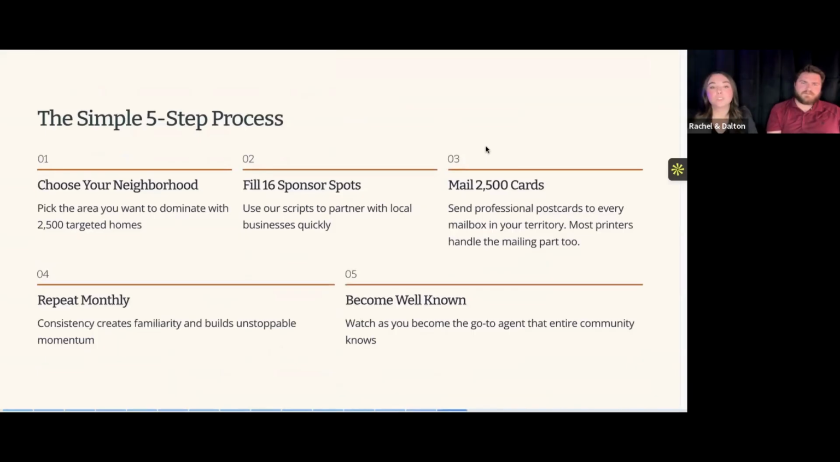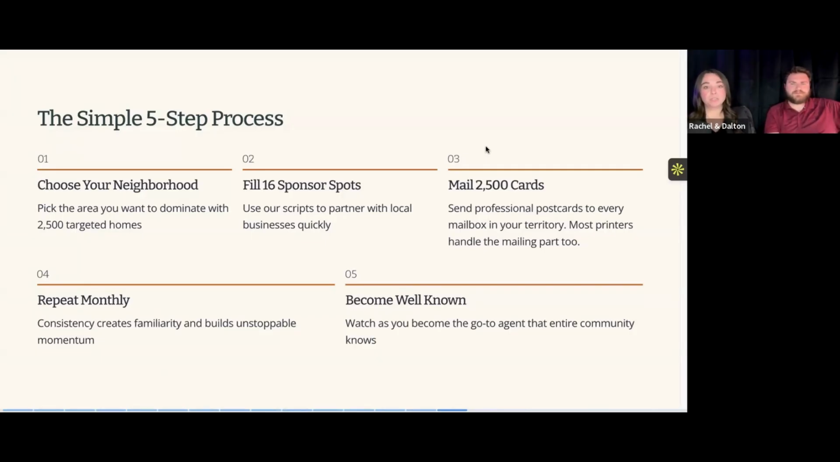Okay, so it's a really simple 5-step process. You just have to choose your neighborhood, whether that's a neighborhood that you haven't tapped into yet that you really want to, or somewhere where you've done a few homes and you want to do more, whatever fits you. You choose that neighborhood and then you go find 16 businesses. And then once you've got the 16 businesses together, you complete the designs and mail those out. Most printers handle the mailing part too. I know some people will get the postcards mailed to their home and then bring them to the post office. But let's be honest, nobody wants to do that.